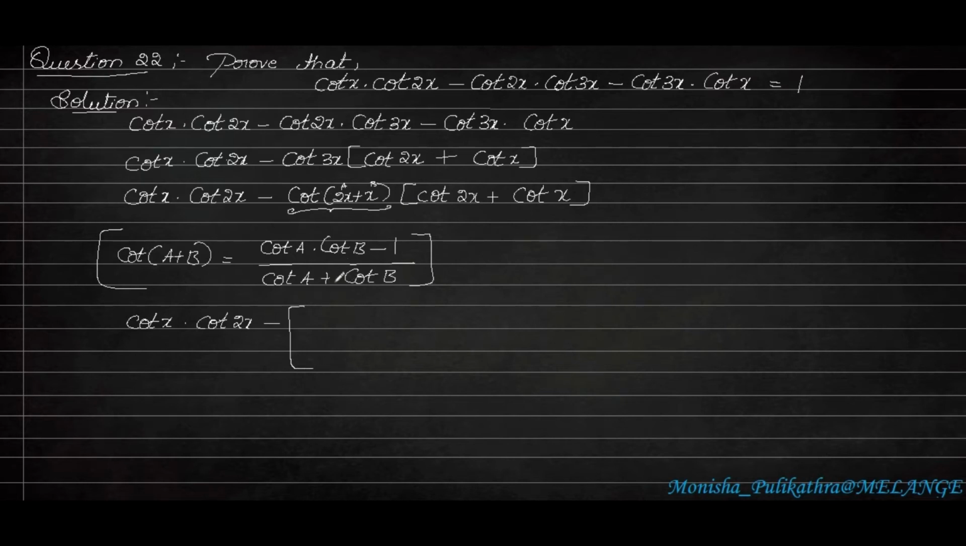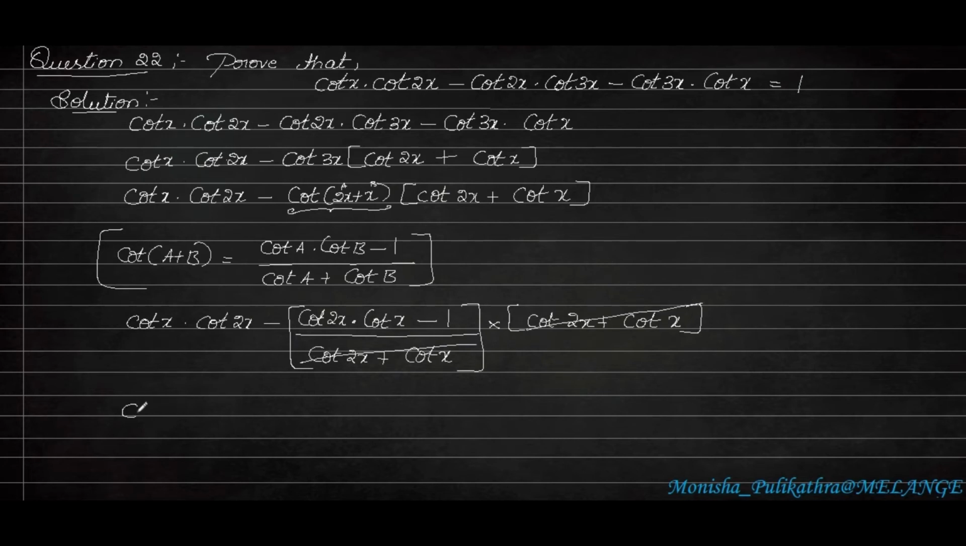After minus you have to put a bracket here. So cot a, in the place of a we have to write 2x, in the place of b we have to write x. That is cot 2x into cot x minus 1 whole divided by cot 2x plus cot x. So this is the expansion of the formula into cot 2x plus cot x. So in the next step we can see here the denominator, this is multiplication. So the denominator and this is exactly same, cot 2x plus cot x and cot 2x plus cot x. So these two things cancel each other.